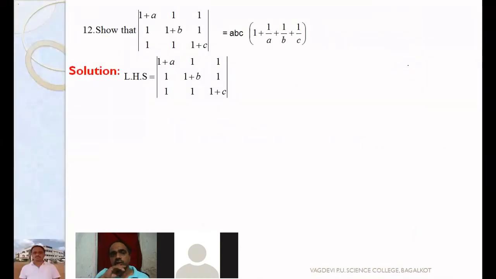Next question we go. Yes. Take the left hand side. Determinant of 1 plus A, 1, 1; 1, 1 plus B, 1; 1, 1, 1 plus C. Here there is no specific factor. The answer is ABC.